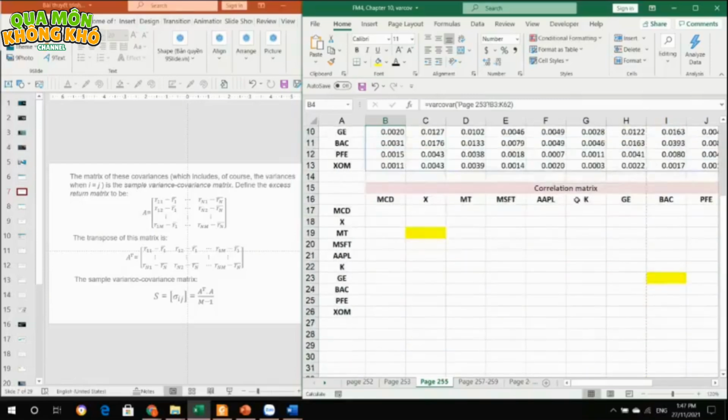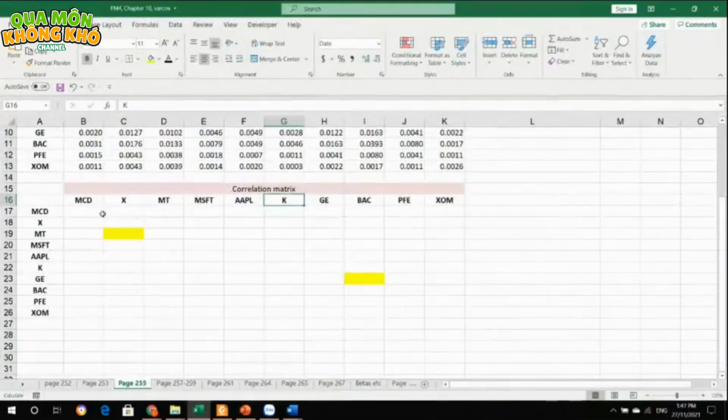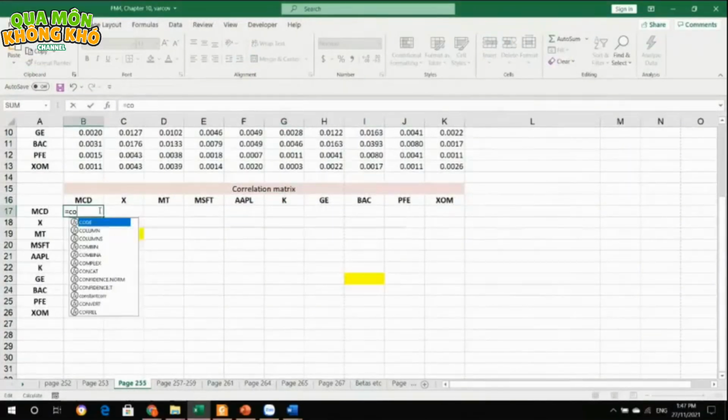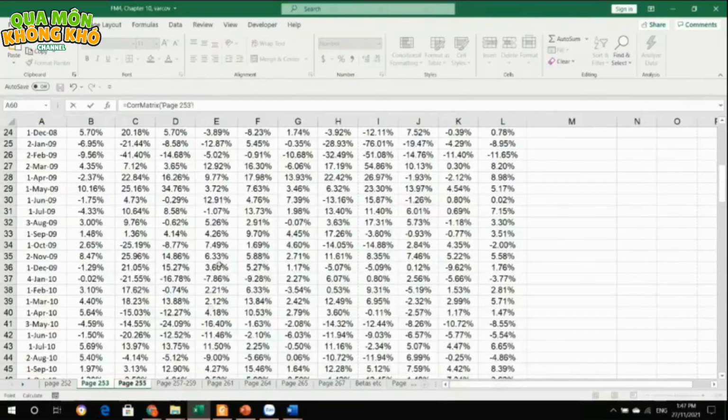And next we calculate the correlation matrix by using the function called correlation matrix. And the data is from here, the return.